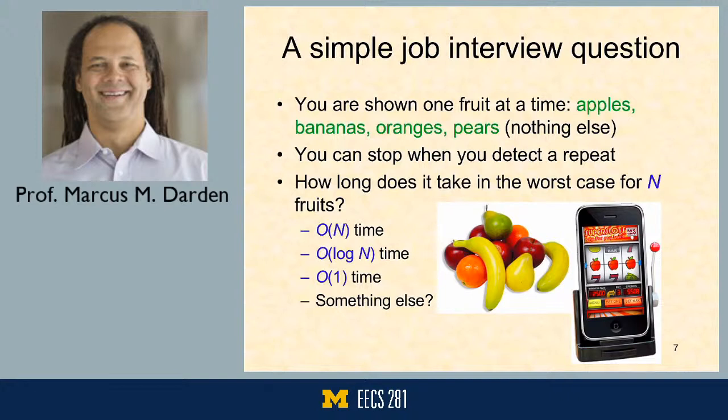So with n being the total number of fruits, what am I looking at? If I'm showing you n fruits of these 4 choices, how long does it take before you catch a repeat? Is that something that's going to take me linear time? Is that going to take me logarithmic time? Or is that going to take me constant time? Or is it something else?